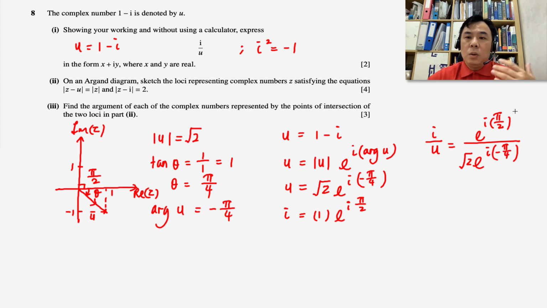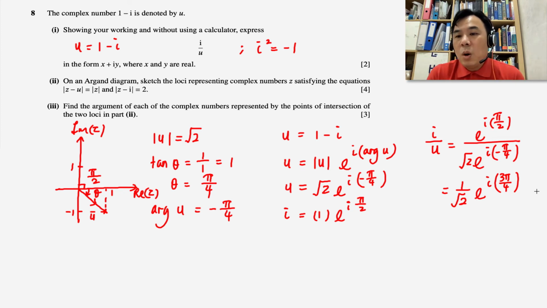And then once you have written everything in its Euler form, we can make use of the index rule. So from this index rule, we found that we have 1 over 2 exponential pi over 2 plus this. That would actually give us 3 pi over 4. Okay, I hope that is clear at this point. Now that is actually the answer if we wish to leave it as Euler form.